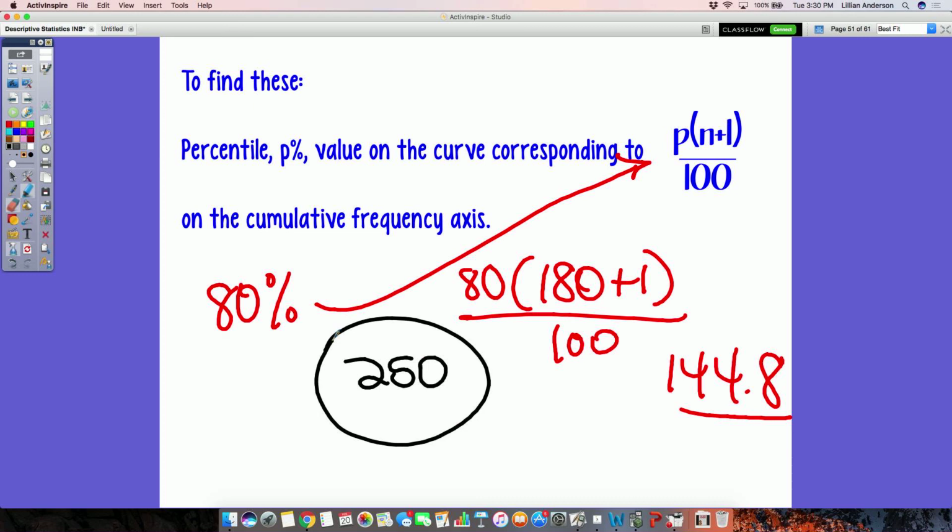All right, so every single one of these corresponds to a point on your cumulative frequency axis that you have to see where it hits the curve and then the corresponding x value. And it's the x value that's the answer. The x values are always your answers in these particular cases.